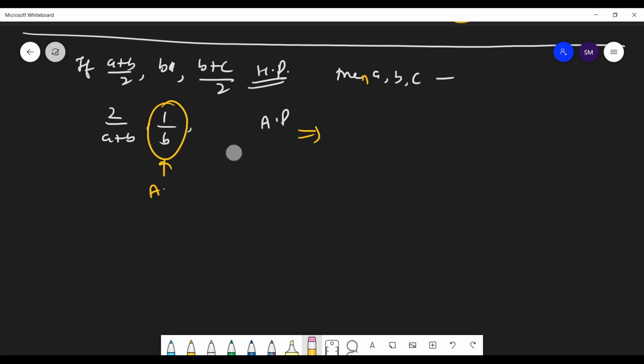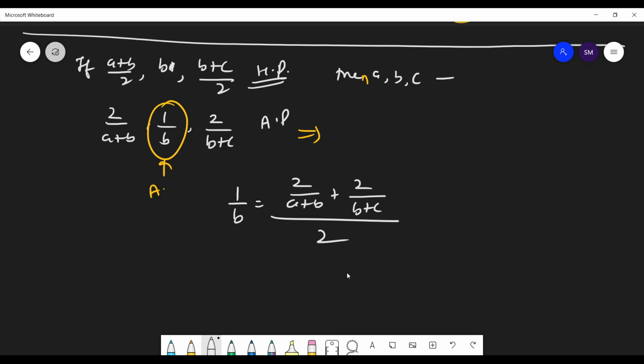So you people are now fully comfortable, I mean confident. So 1 by b equals to 2 upon a plus b plus 2 upon b plus c divided by 2, isn't it? Now it's okay. So the answer had to come that way, otherwise our answer would not have come. That's equal to. So now you can take the LCM. You have no choice. So a minus b into b plus c. So that's b plus c plus a plus b, right?